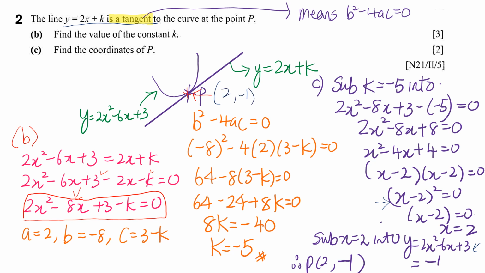Because there's only one intersecting point, you should only get one x value. So if you do not get one x value, you get more than that, then something is wrong with the solution.